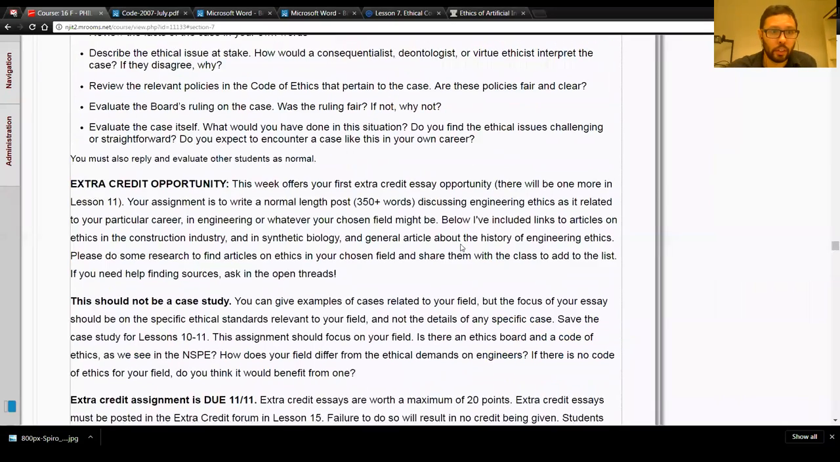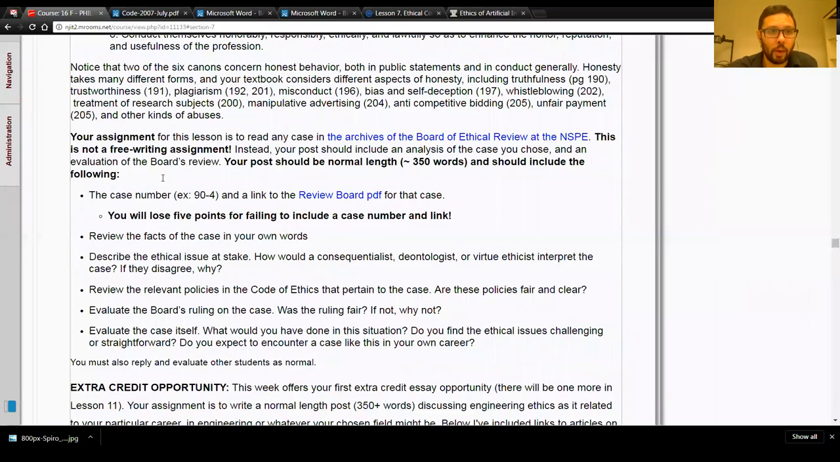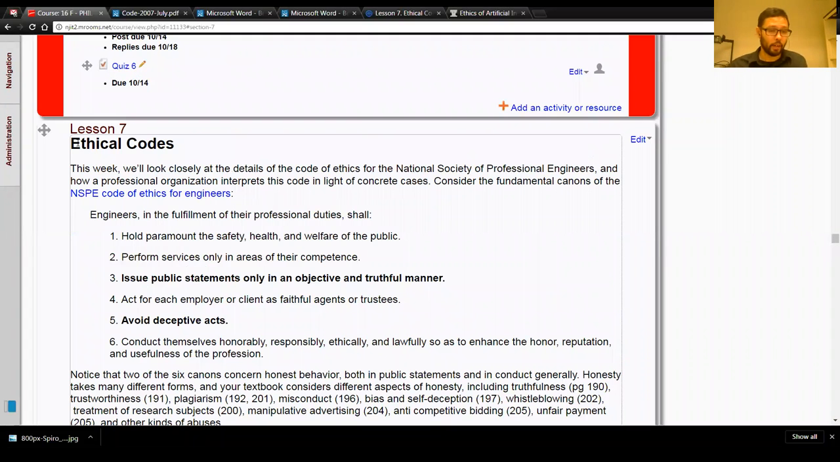Good. So we're on week 7. Week 7 is not a normal week for assignments. This is probably the least philosophical week for assignments. This week we're going to be looking at ethical codes. In particular, we're going to be looking at the NSPE Code of Ethics.